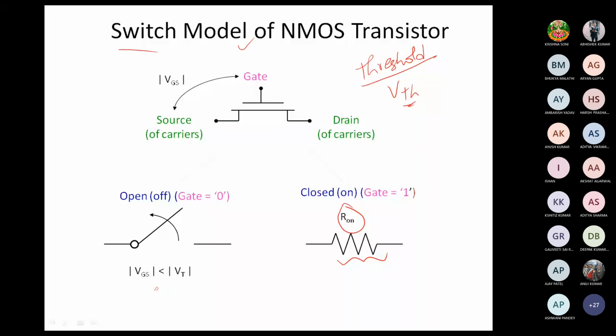Okay, VT here is the minimum voltage required to be applied at the gate to induce this channel. Once the channel is there, there could be a flow of current between source and drain.